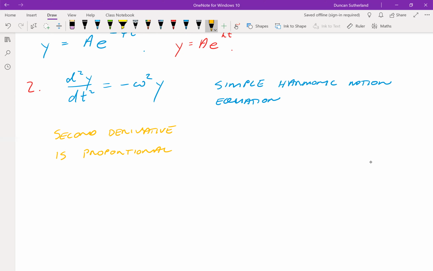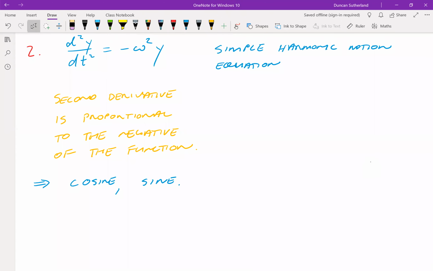Second derivative is proportional to minus, actually I should write the negative of omega squared then. Okay, second derivative is proportional to the negative of the function. There's a couple of functions that have that property. The cosine and sine functions. That means that y is either a cosine or a sine, or as you'll see, it can be a superposition. You can add them up and get both of them.